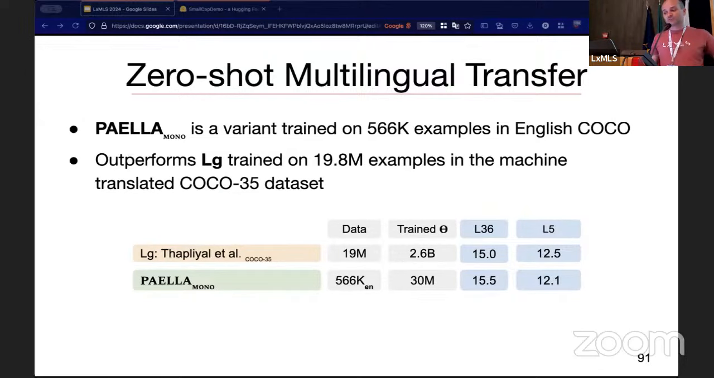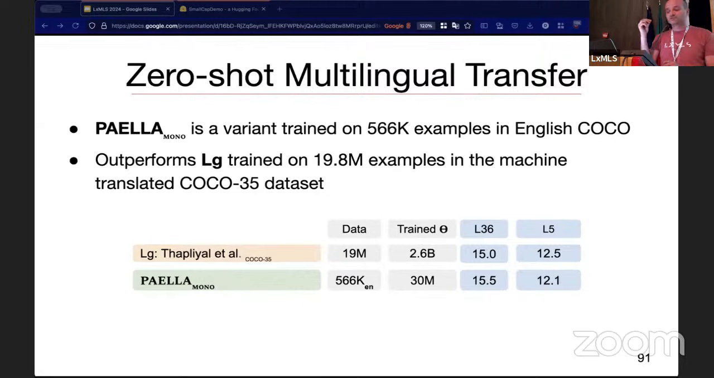But this model now performs competitively with a model trained on 35 different translated versions of COCO. So there's clearly a lot happening with multilingual language models, and we can take advantage of this.